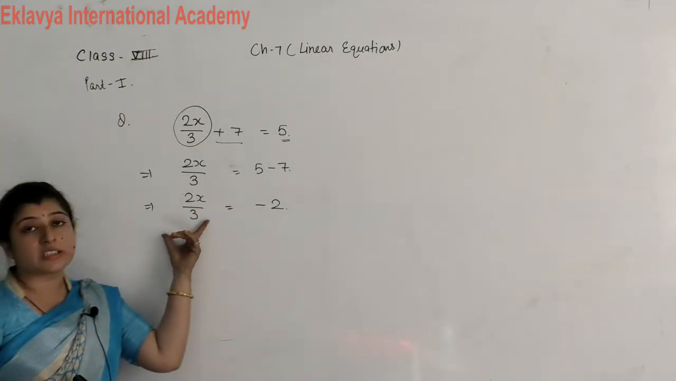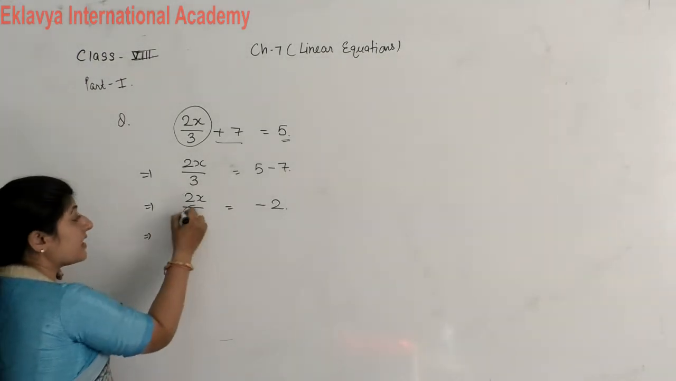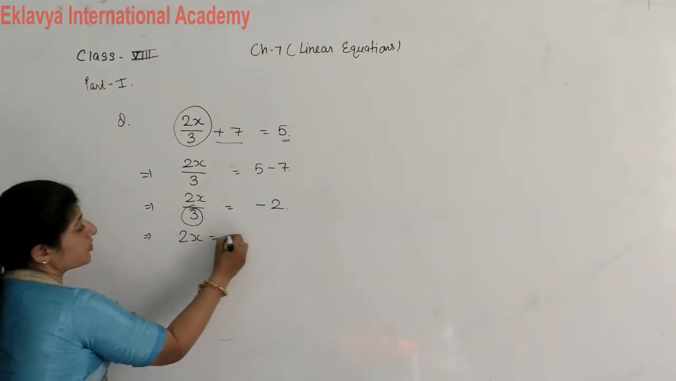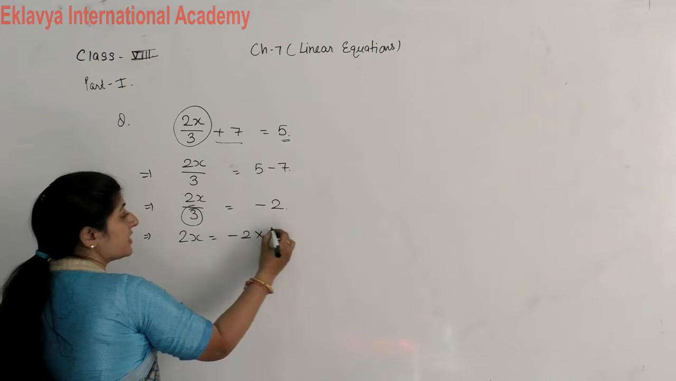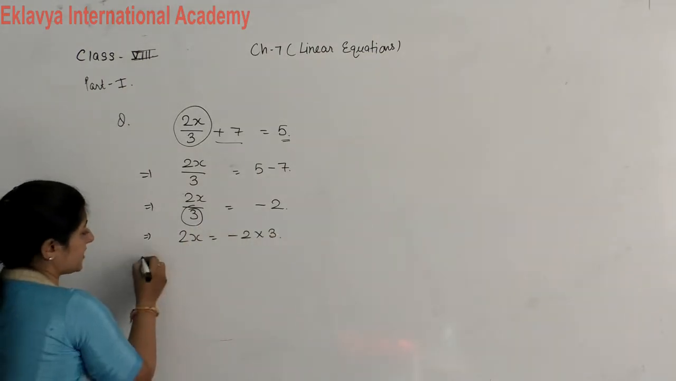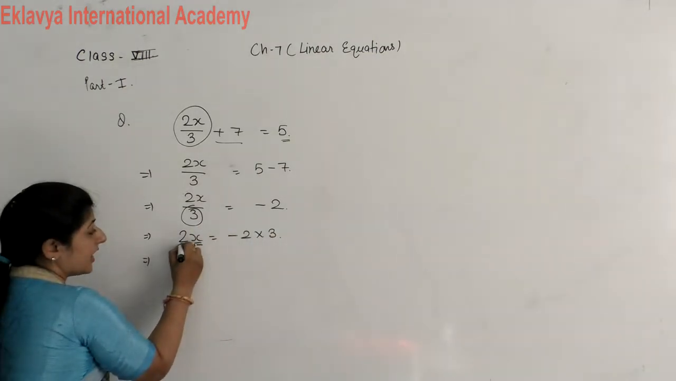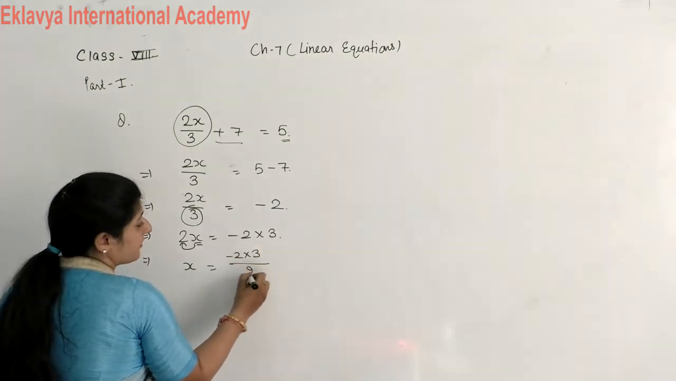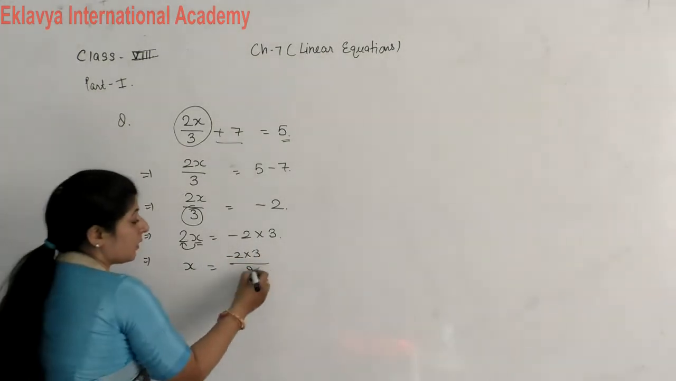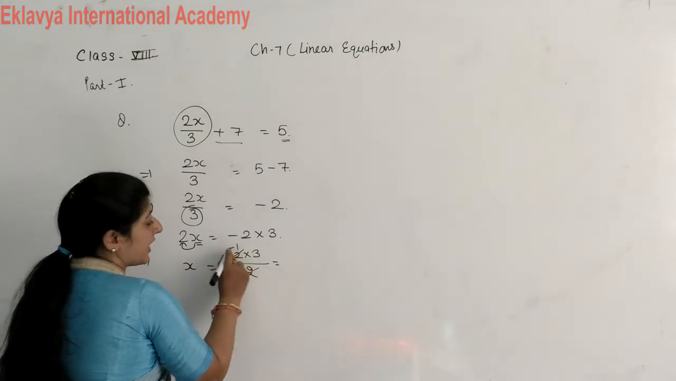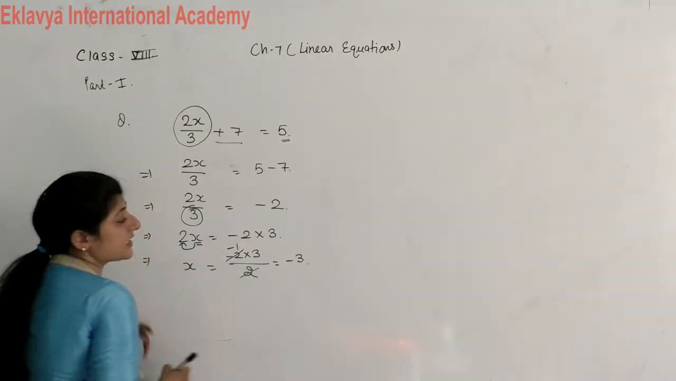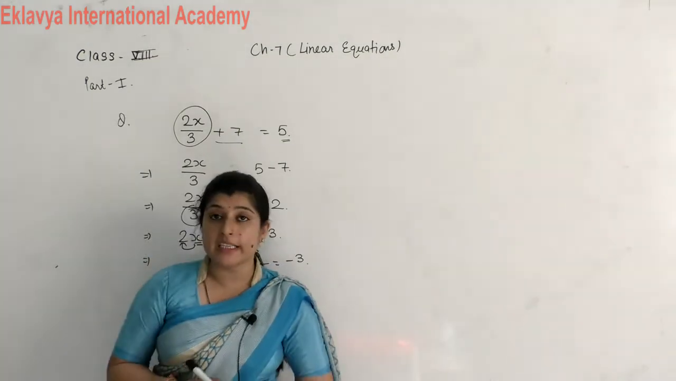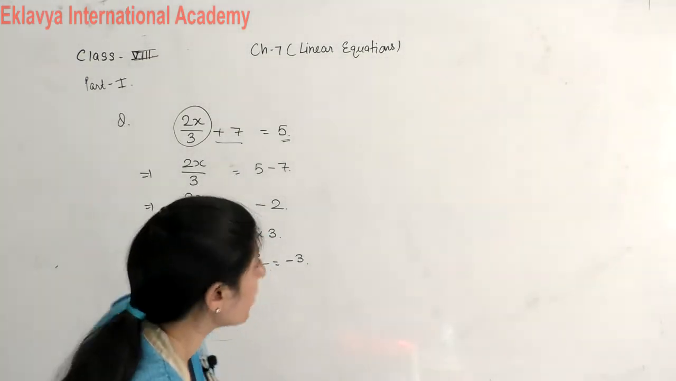Now we will solve this term. Here 3 is in division, so when we use the rule of transposition, the sign changes and division changes into multiplication. Now here 2 is in multiplication, so by using the rule of transposition it will come in division. 2 ones are 2, then minus 2 into 3 is equal to minus 6, divided by 2, so we get the result x equals minus 3. We will take more examples.